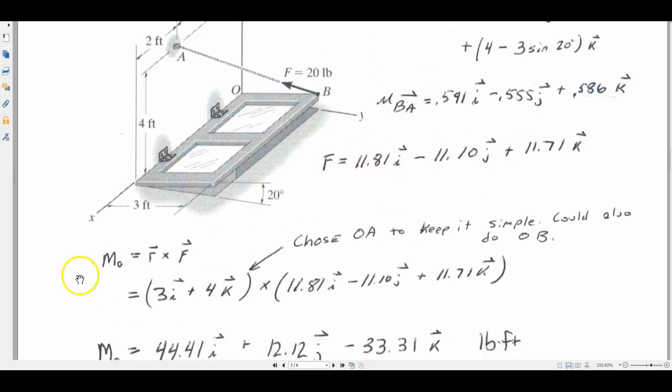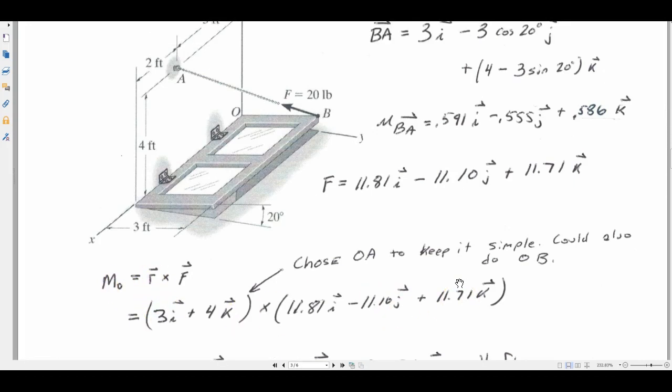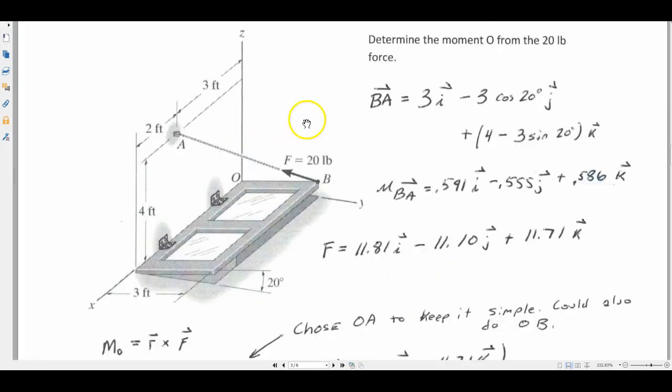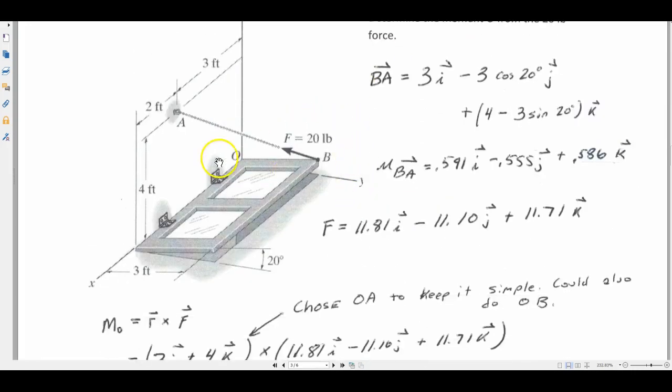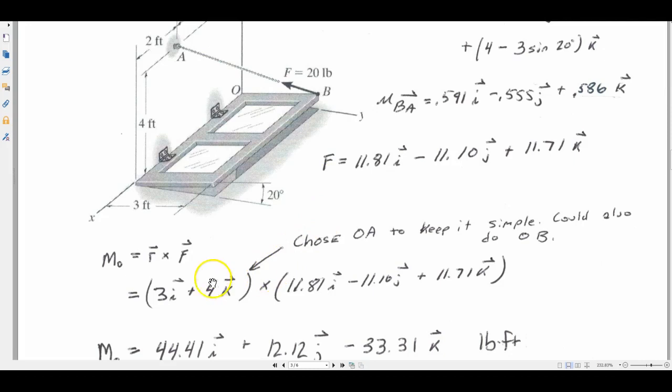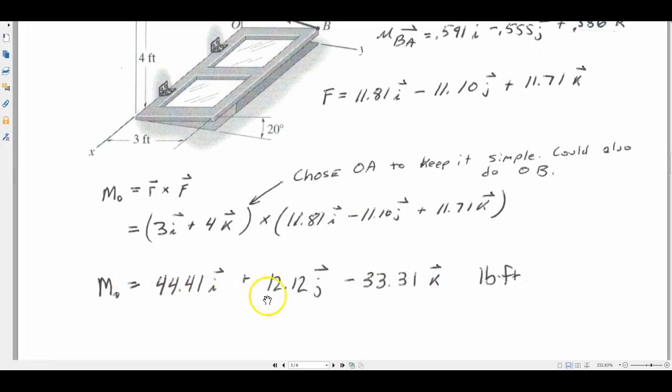Now, all you have to do to calculate the moment is just R cross F. Remember, what is R? R goes from the point you want to sum moments about, which is O. So you start at O, and then go to any point on the line of action of the force. What are the points on the line of action? You could go from O to B, or from O to A. I think it's easier to go O to A. It's in the same plane, pretty easy. In fact, O to A is 3I plus 4K. So choose O to A to keep it simple. You could also do O to B. There's the cross product, and then the rest is right there.